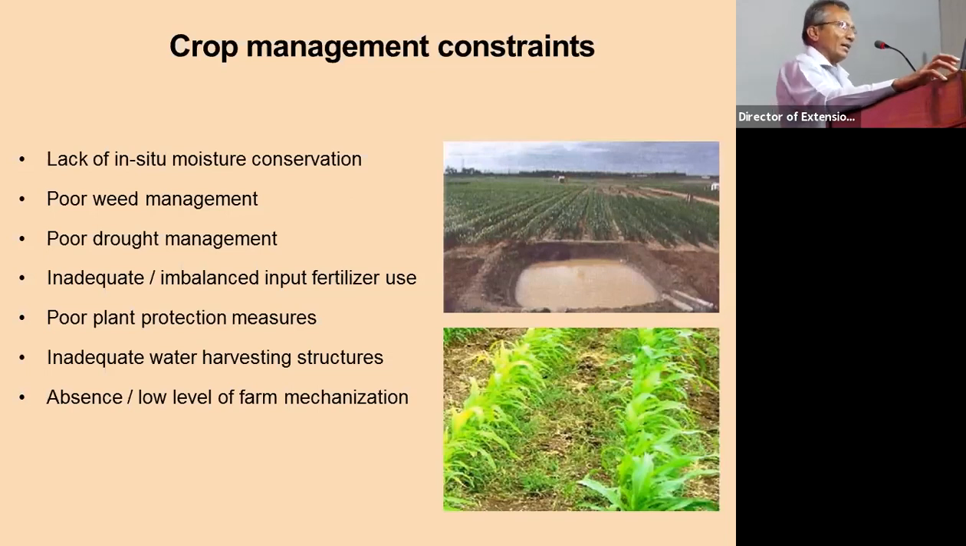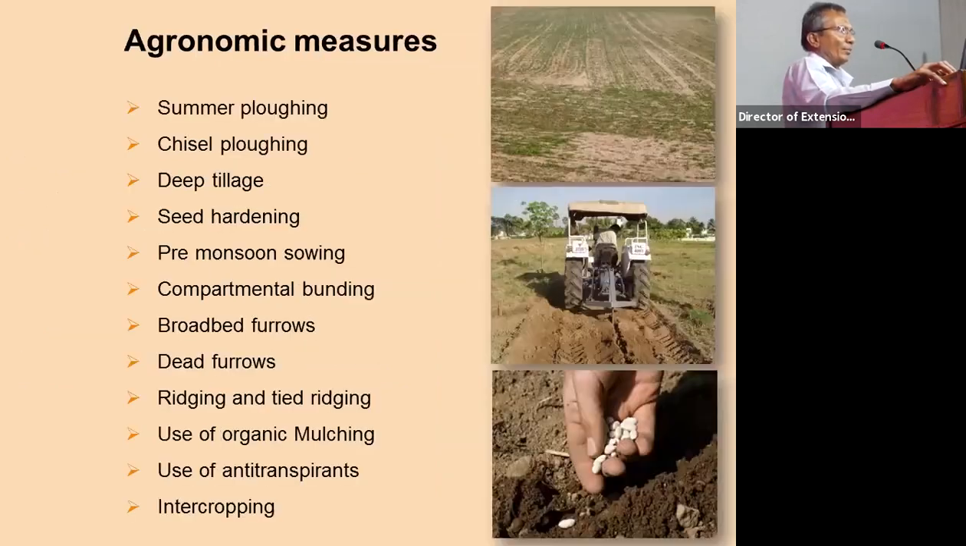Inadequate water harvesting structures: I said they are reluctant to allot a small area for storing their water. Then there is absence or low level of farm mechanization. In some areas they still follow animal bullocks, and it's okay, but the coverage of area is very low. So it's a traditional management of conventional agriculture. A country plow or animal drawn plow may not be sufficient to cover a larger area in a short time. So instead of this animal drawn plow, we can go with light weight power tiller operated machinery for preparing the lands.